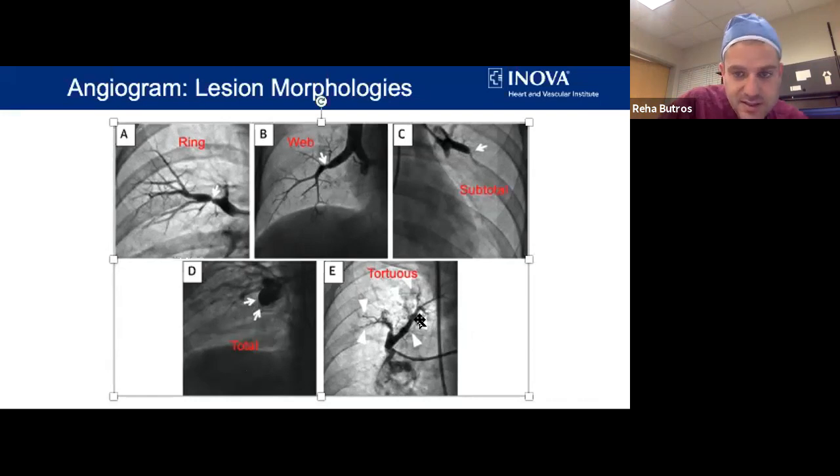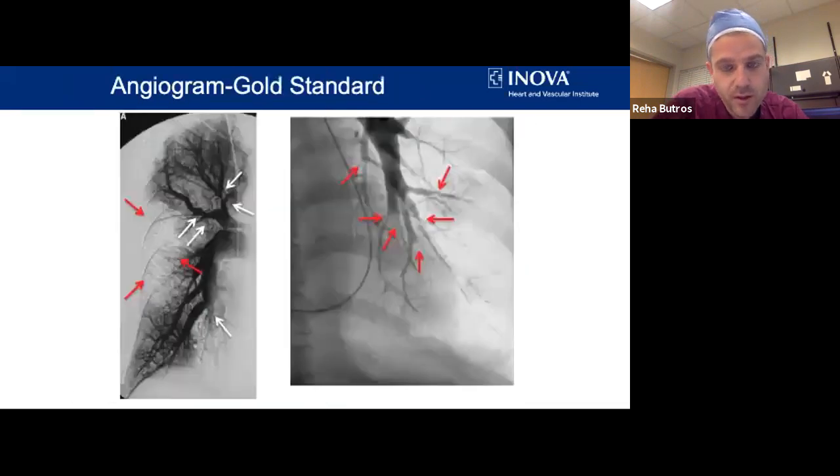And the last classification is a tortuous vessel. These are really diseased, abnormal vessels that don't follow a straight course, and they have a very tortuous pattern. The theory is that maybe these are not even the actual vessels, but collaterals that develop over time. This is really rare. So mainly we target the ring and web lesions and try not to touch the subtotal and total lesions.